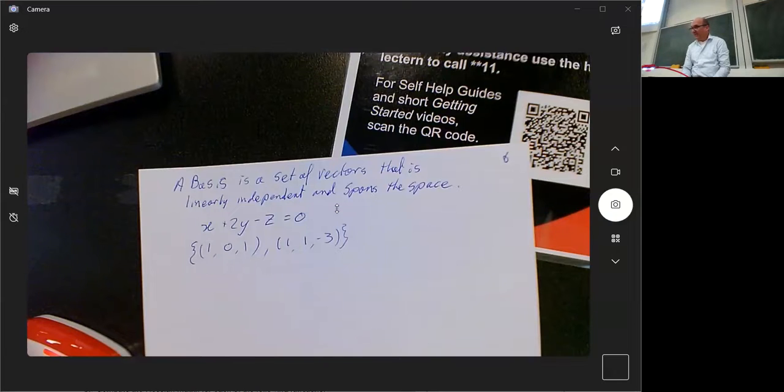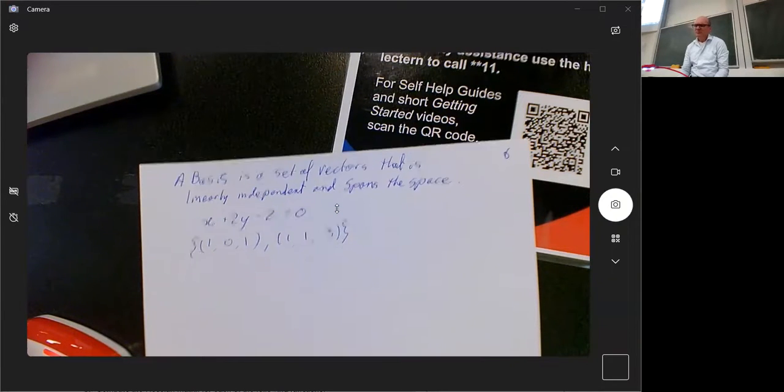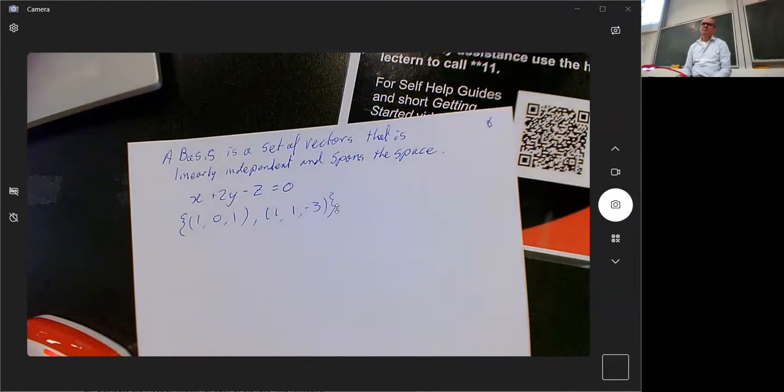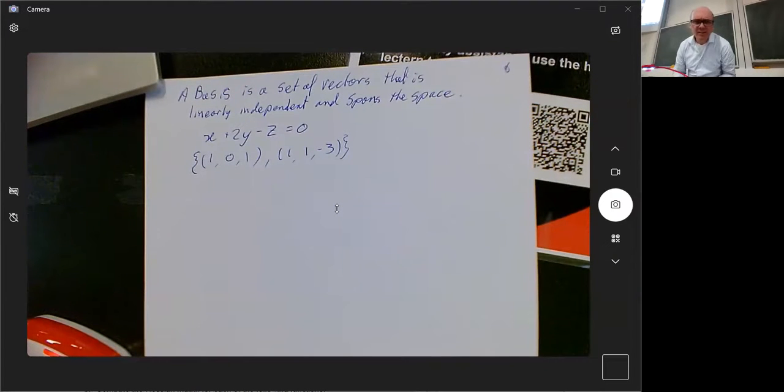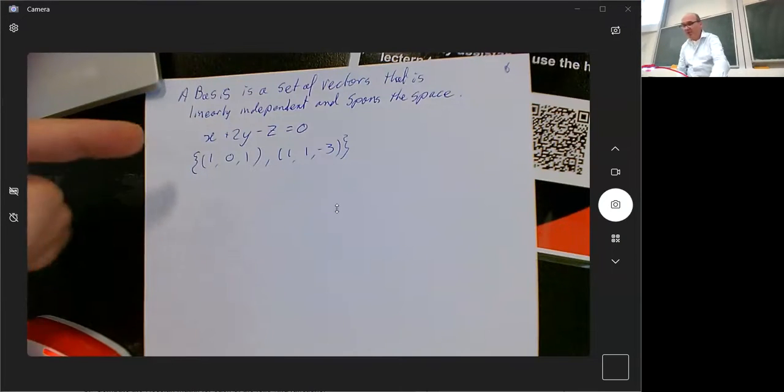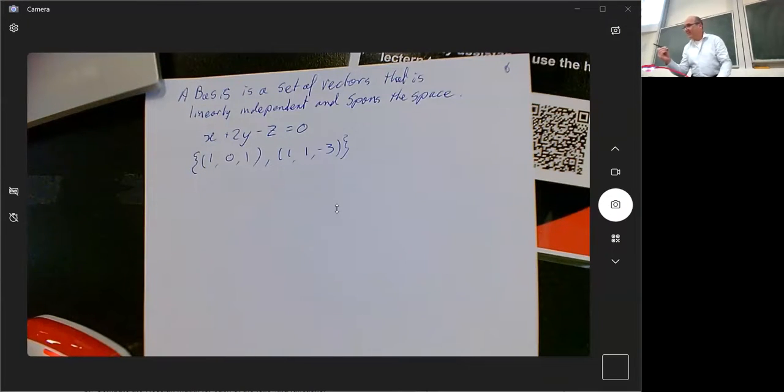How would I know if that's a basis? Any ideas? Any guesses? Sure. Could try and do... So one of the tricks is when I'm trying to show something's a basis, it's actually a lot harder than it might sound.